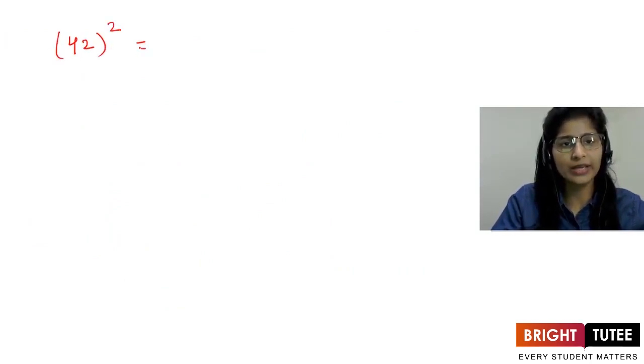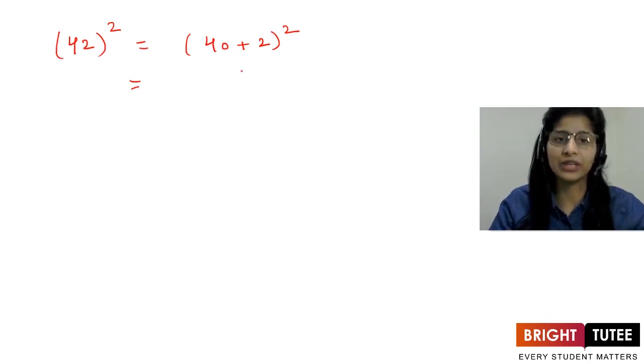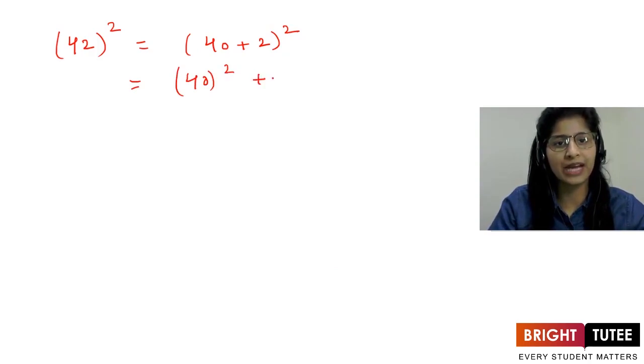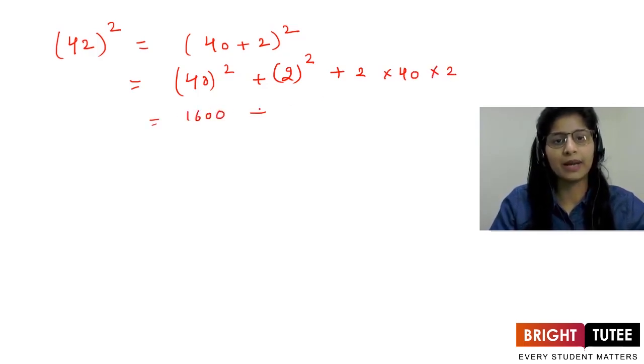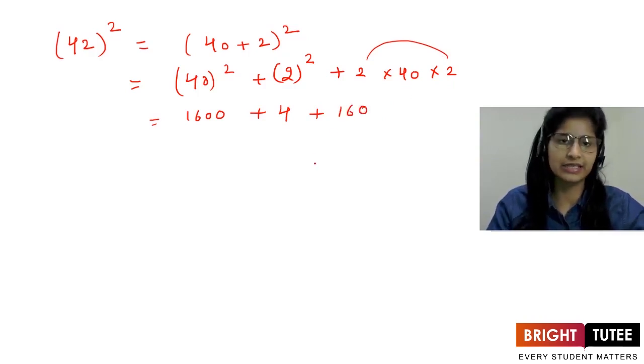So 42 square can be written as 40 plus 2 whole square, right? So we will multiply 40 plus 2 with itself. We get 40 square plus 2 square plus 2 into 40 into 2. So 40 square is 1600, plus 2 square is 4, plus, just see, 2 into 2 is 4, 4 into 40 is 160. Clear?